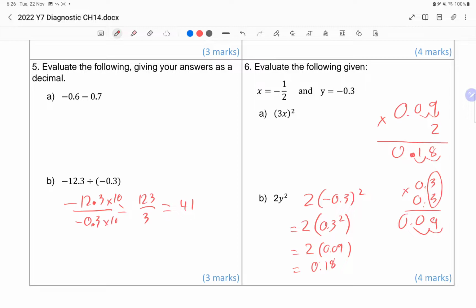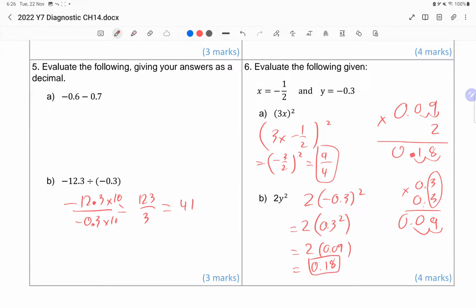Now, 3x, everything squared. Note that this is negative 1/2, everything squared, which is negative 3 on 2, everything squared. What's the answer? Would the answer be negative or positive? A positive. So it's just positive 9 over 4. Can't simplify it, that's it.